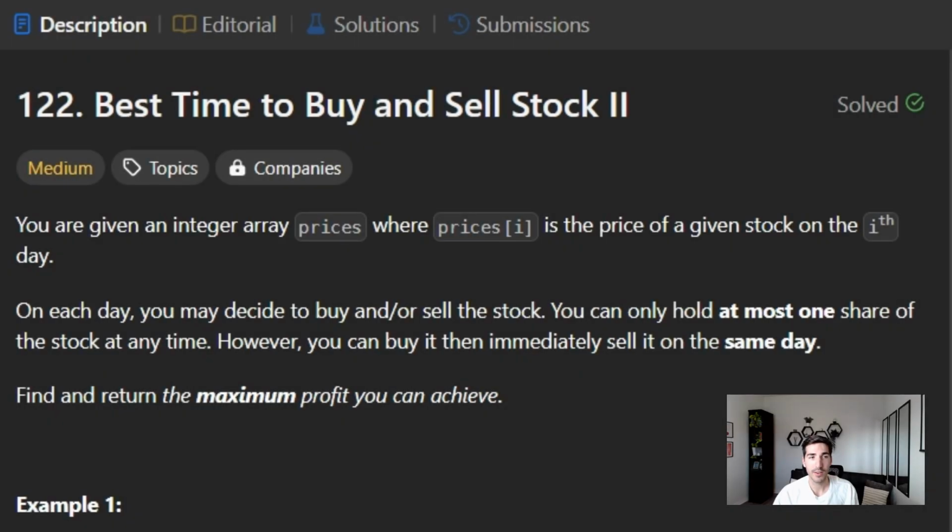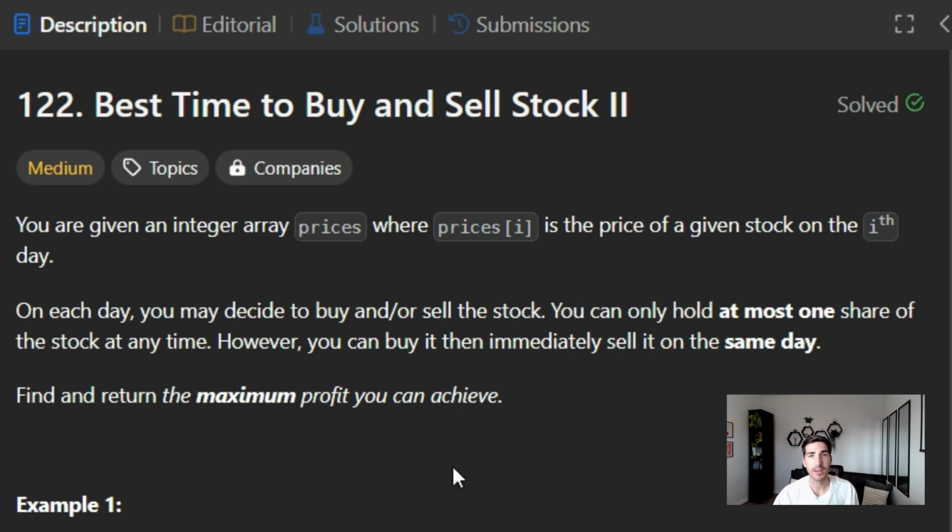It states that you are given an integer array of prices, where prices[i] is the price of a given stock on the ith day. On each day, you may decide to buy and/or sell the stock. You can hold at most one share of the stock at any time. However, you can buy it then immediately sell it on the same day. Find and return the maximum profit you can achieve.